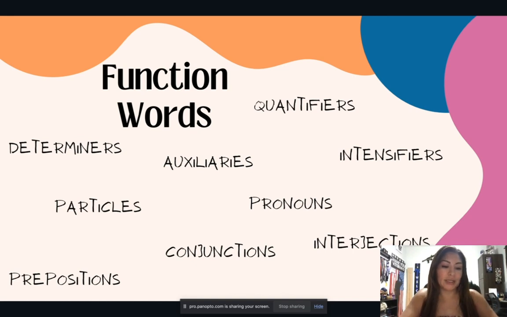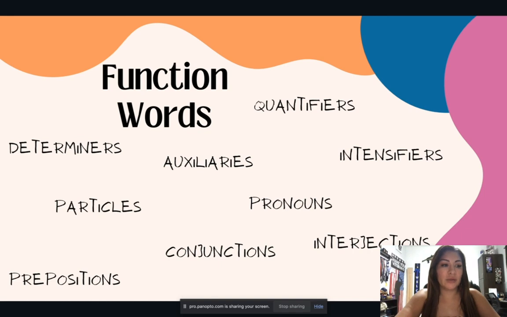Particles are words that are added to verbs to create 2 or 3 word verbs. For example, in the sentence, the man cut down the tree, the phrase cut down includes the particle down. When the words are combined, it creates a different meaning than the meaning of each individual word.